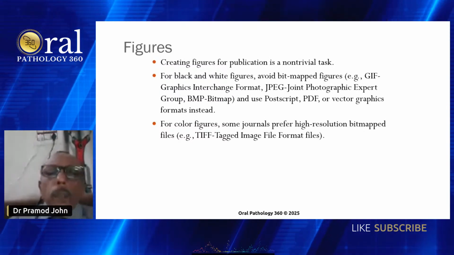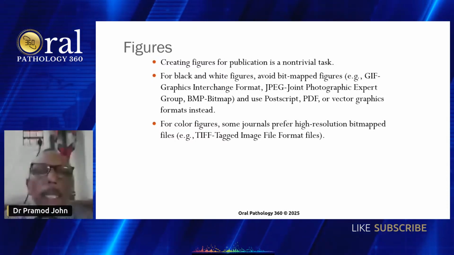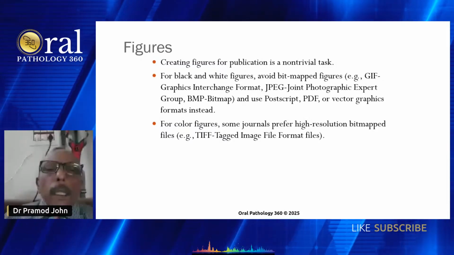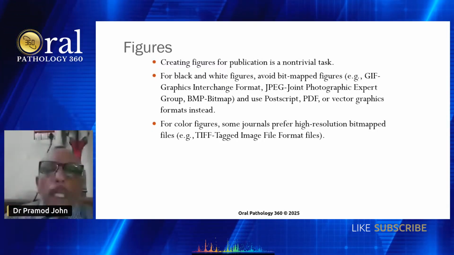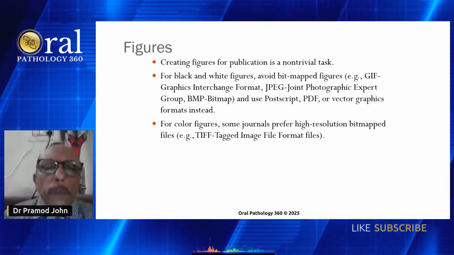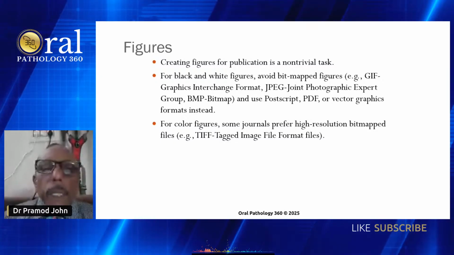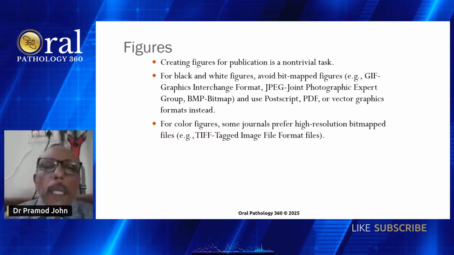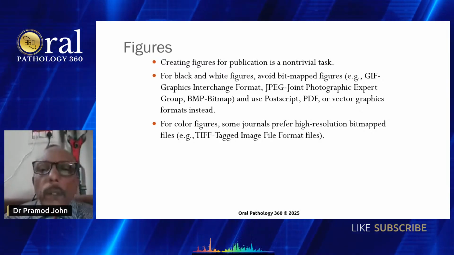Now, figures. Many people are confused about what the quality should be and how to select an image. Creating figures for publication is a non-trivial task. It is not a simple task. For black and white figures, avoid bitmapped figures, for example GIF, which stands for Graphics Interchange Format, JPEG, Joint Photographic Experts Group, and BMP or bitmap image. Use PostScript, PDF or vector graphics. So for black and white, always use PostScript, PDF, or vector graphics.